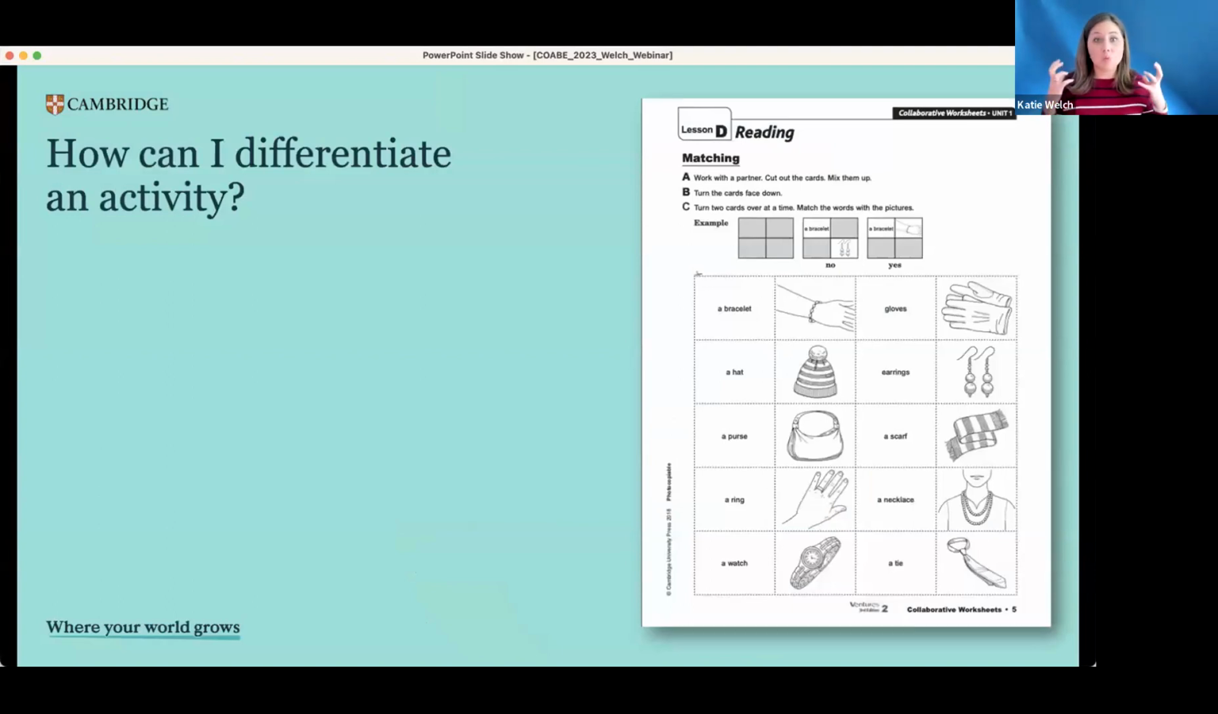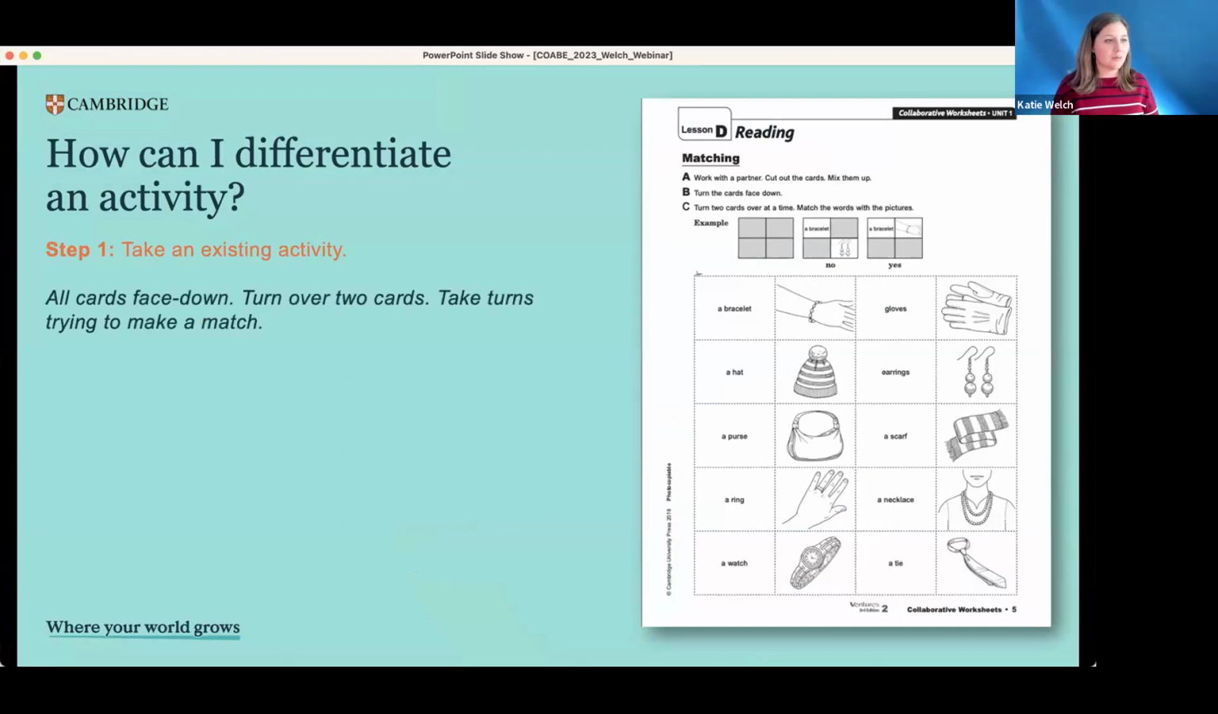Another way that you can take one activity and then adjust it up or down. So here's, again, this is from Venture's curriculum, but anything like this could work. This is a simple matching game. We've got a bracelet and a picture of a bracelet, gloves and a picture of gloves, a hat, a picture of a hat. So that's the existing activity. You already have that in your curriculum or something like it. The typical on-level activity is to take all cards, put them face down, and then you turn over 2 cards and you take turns trying to make a match. That's kind of the typical way to do it.